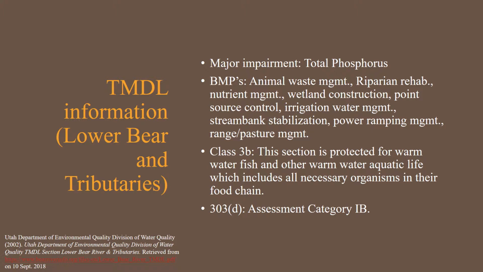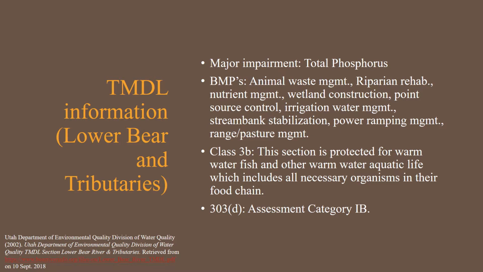So I found a TMDL for the Lower Bear and its tributaries. I found a TMDL for all of the watersheds of the Bear River Basin, but I focused on the Lower Bear because that's the one that dumps into the Great Salt Lake. Its major impairment is phosphorus, and its best management practices are animal waste management, riparian rehabilitation, nutrient management, wetland construction, point source control, irrigation water management, stream bank stabilization, power ramping management, and range pasture management.